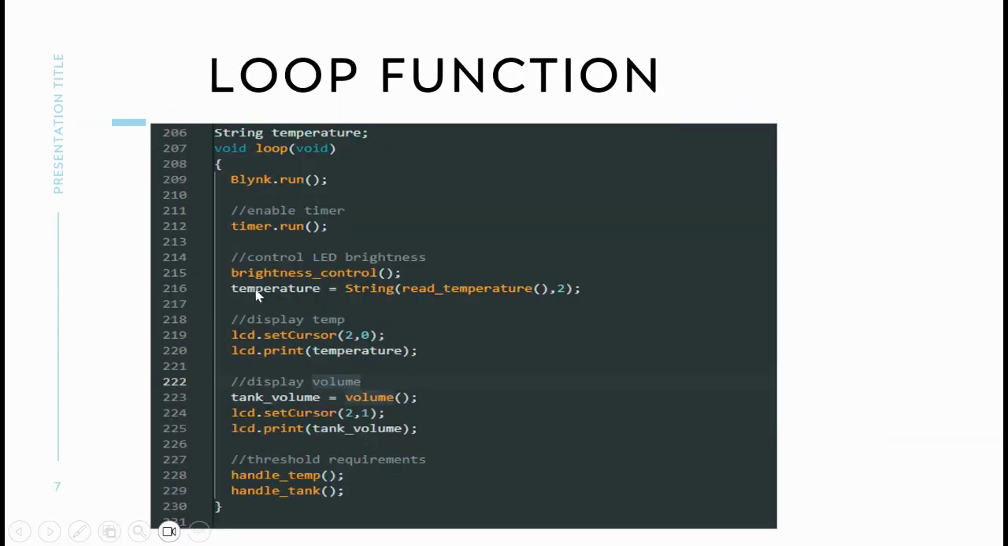Then this controls the brightness continuously according to the variation in the resistance of the LDR. Then we read the temperature, we display it, we read the volume, we display it, and then handle temperature and handle tank deal with the thresholds. When the temperature is more than 35, there is a condition. Then for the tank, when the volume is less than 2000 liters, there is also a condition set there based on the requirements. So this handles those requirements.